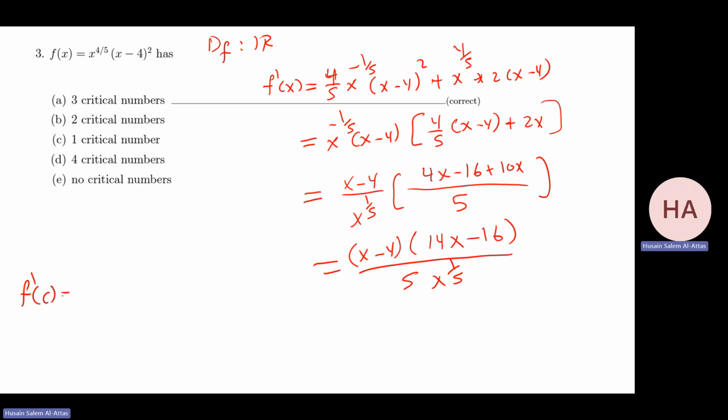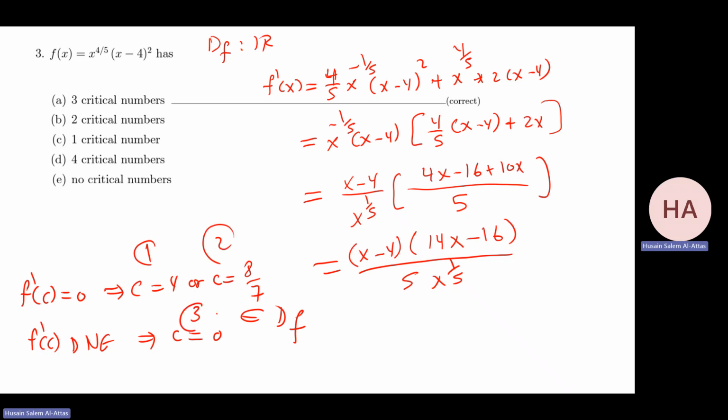Okay, f prime at c equals 0. I have c equal 4, or c equal 16 over 14, which is 8 over 7. If f prime does not exist, that implies c equals 0, and all of them belong to the domain of f. So how many do we have? 1, 2, 3. So I have 3 critical numbers. Domain of f is the real numbers.